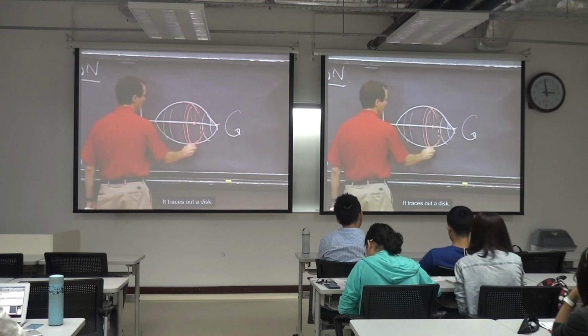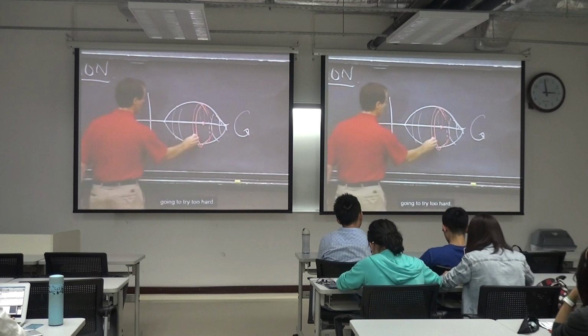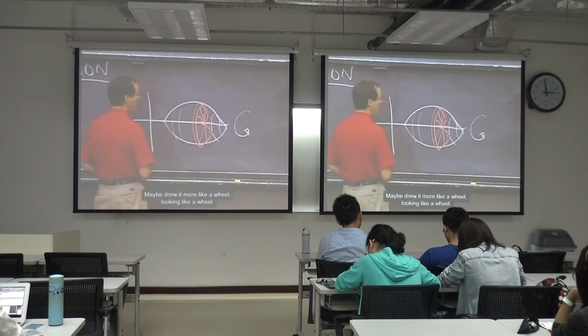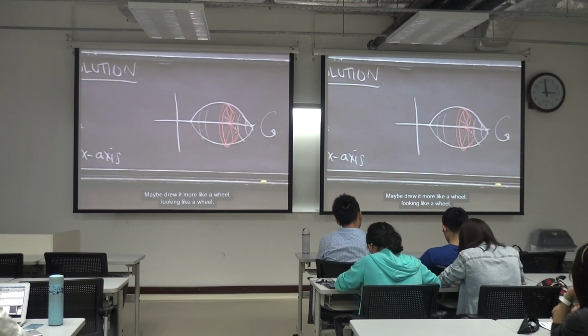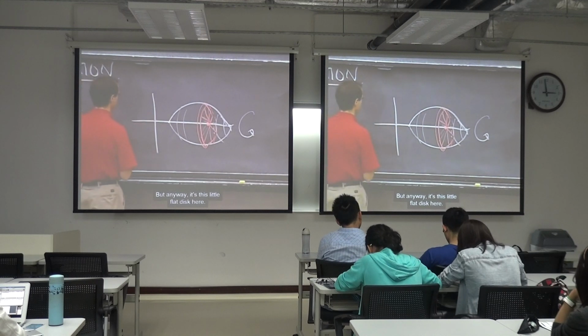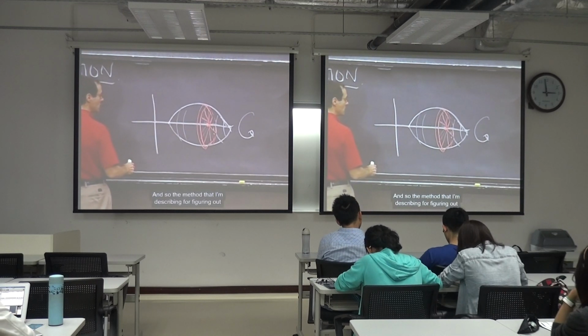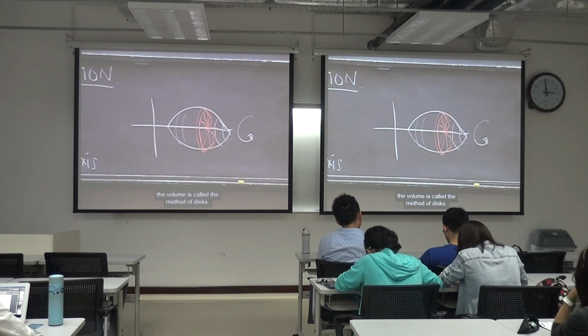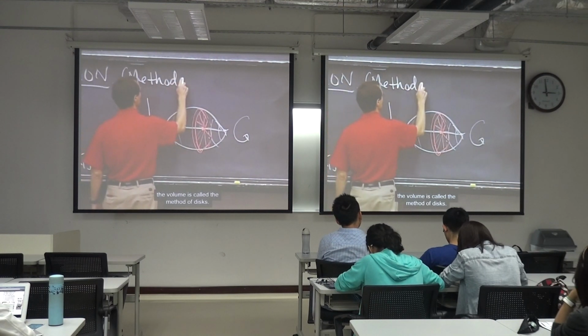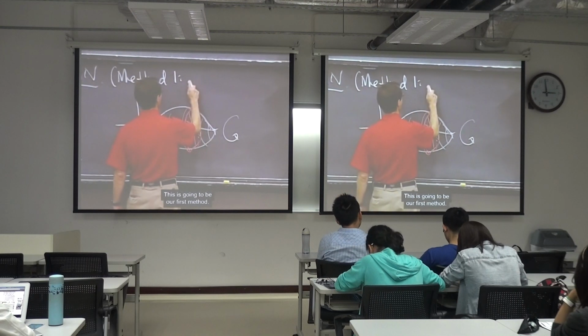All right? So it's hard for me to draw it, and I'm not going to try too hard. Maybe I drew it more like a wheel, but anyway, it's this little flat disk here. And so the method that I'm describing for figuring out the volume is called the method of disks. This is going to be our first method.